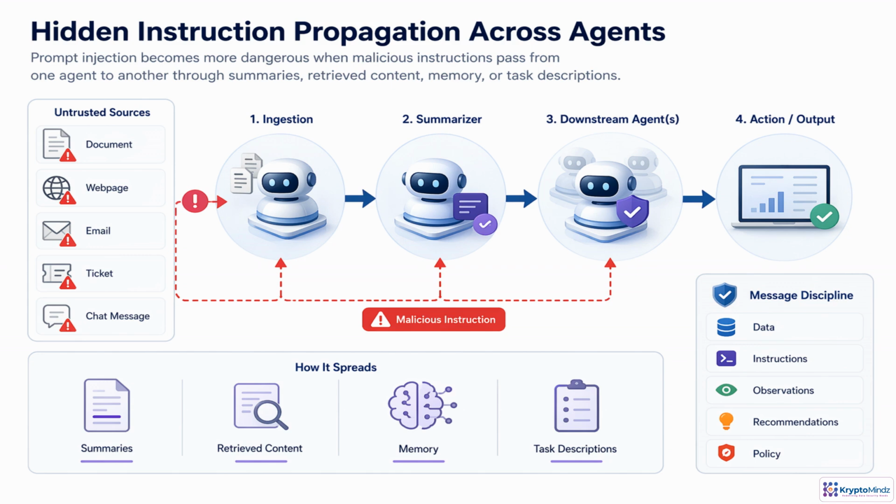Hidden instructions are especially risky because they do not have to reach the final agent directly. They can enter as ordinary content in a document, web page, email, ticket, or chat. A retrieval agent may pass that content along. A summarizer may compress it but still preserve the command. Then a planner or executor may mistake the inherited text for trusted guidance. The control is message discipline at every handoff. Label what is data, what is an instruction, what is an observation, what is a recommendation, and what is policy. Then validate before acting.